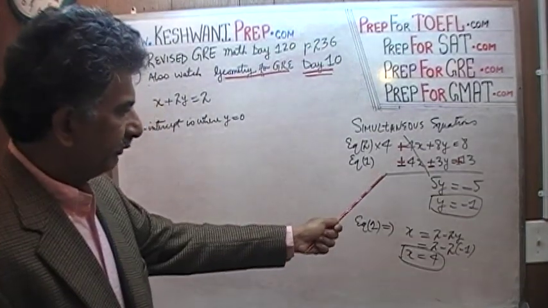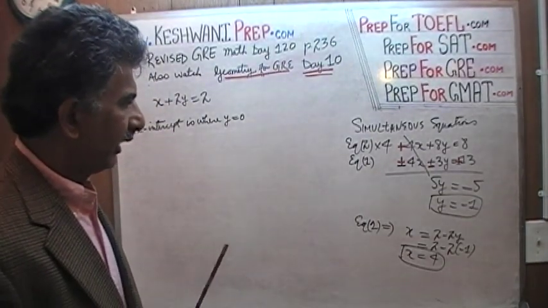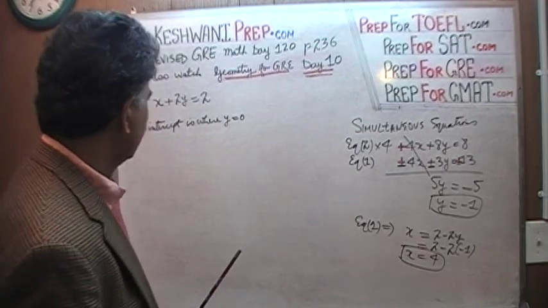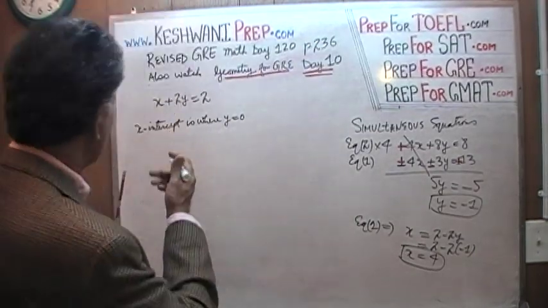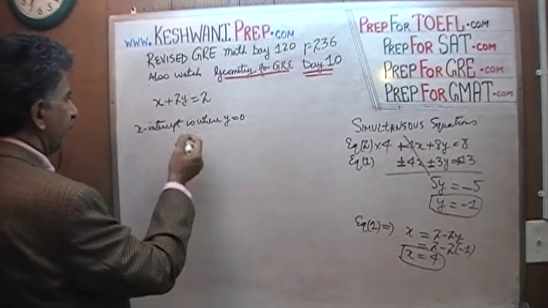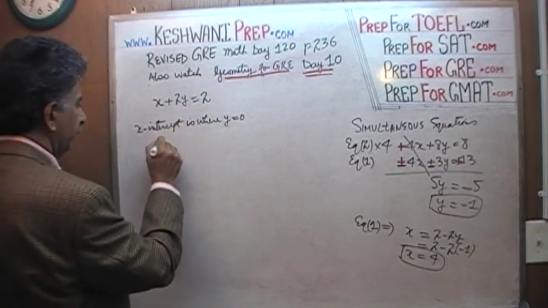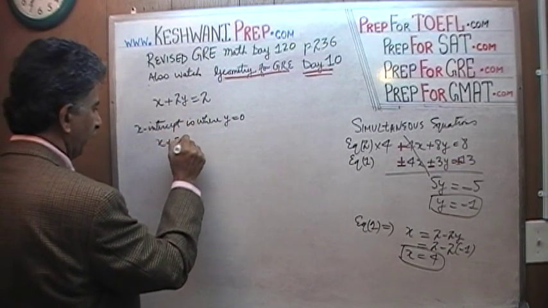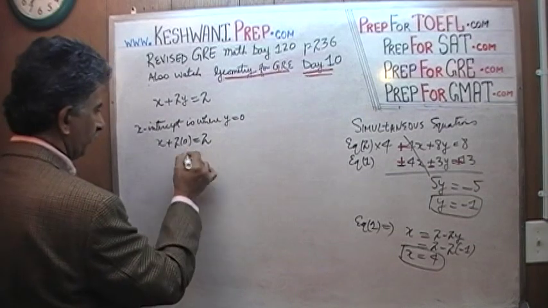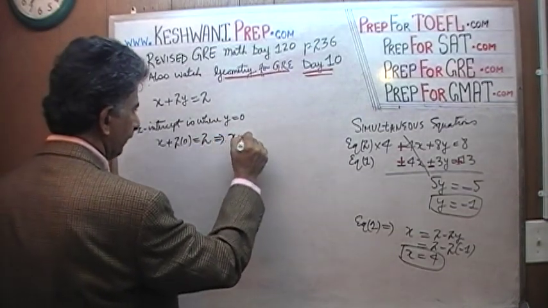I'm going to erase all of this because we need room. I want to draw a nice graph. We're done with all of this. So let's first solve it here. X-intercept is where y is equal to 0. If we put 0 in here, we'll end up with x plus 2 times 0 equals 2, which implies that x is equal to 2.